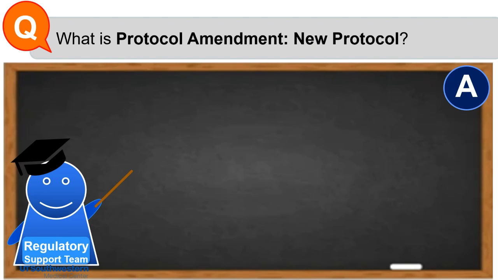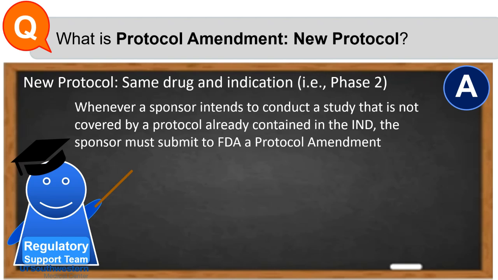Let's start with the first type, that is protocol amendment, new protocol. So what is this? This is the case where a sponsor of an IND intends to conduct a study that is not covered by a protocol already contained in their IND application. The sponsor is expected to submit to FDA a protocol amendment containing a copy of the new protocol and a brief description of the most clinically significant differences between it and the previous protocols. As you all know, the sponsor can have more than one protocol associated with the same IND as long as the new protocol is studying the same drug for the same indication.